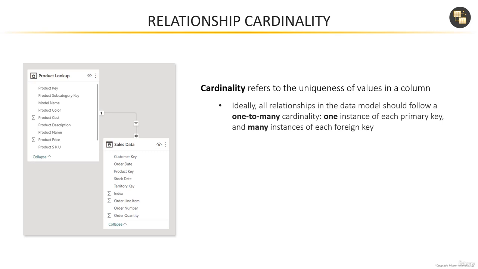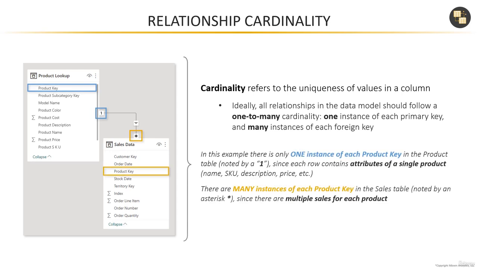In this example, we've got two tables, product lookup and sales data. Here there's only one instance of each product key in the product table, so we see a 1 on the product lookup end of the relationship. That's because each row of that table contains attributes of a single product: the product name, the SKU, the description, the price, and so on.